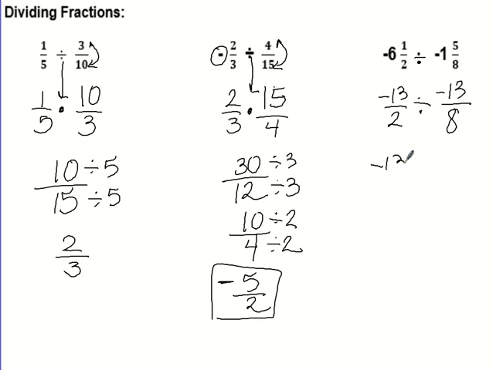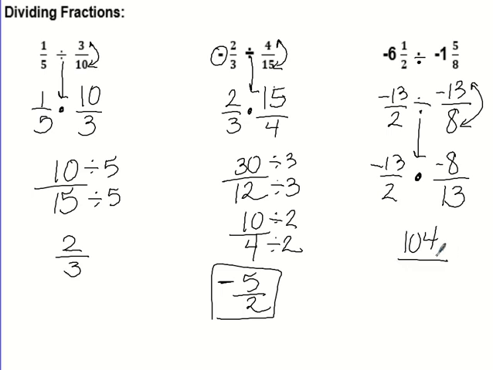So we leave the first one. We change this to multiplication. We flip this one, and we get 8. And you can put the negative here. It can stay at the top. Over 13. So when we are multiplying across, 13 times 8, you should have gotten 104. They're both negative. Honestly, I could have left the negatives off, but they're both negative, so it's going to be positive. And then 2 times 13 is 26.